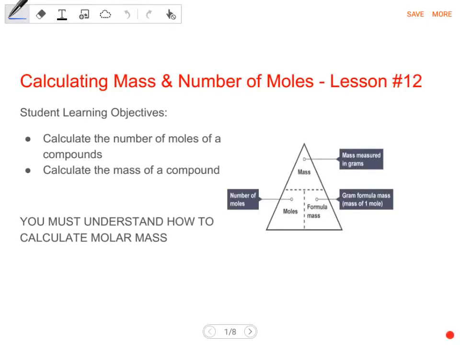Okay, now we're going to move on to calculating mass and number of moles. The student objectives here are calculating number of moles and calculating the mass of a compound. Now, this is essential. What we're using here, you are literally going to use in Chem 20, Chem 30, and in your science courses, Science 20. This is a huge calculation.